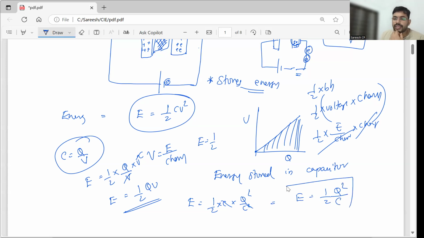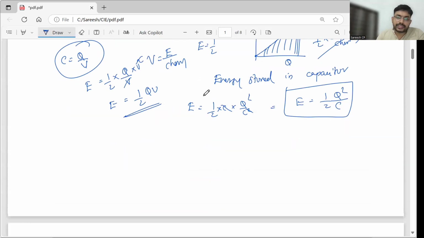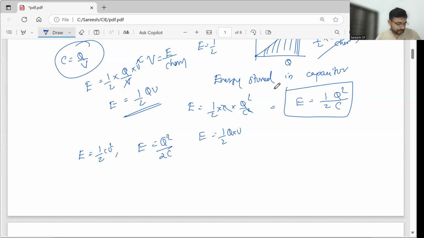So there are three equations for the energy of the capacitor. The main equation is half CV square. Energy of the capacitor is equal to half CV square. Energy of the capacitor is equal to Q square over 2C, and energy of the capacitor can also be found by half into Q into V. That's also fine.